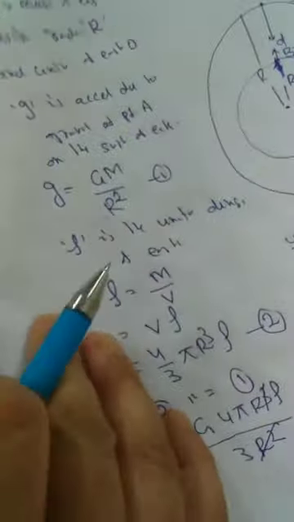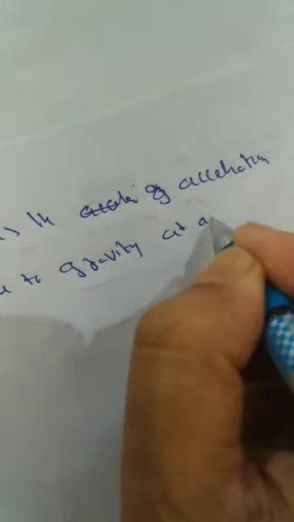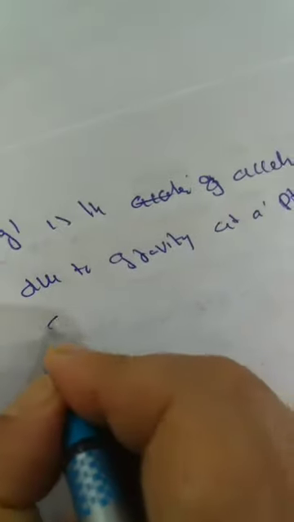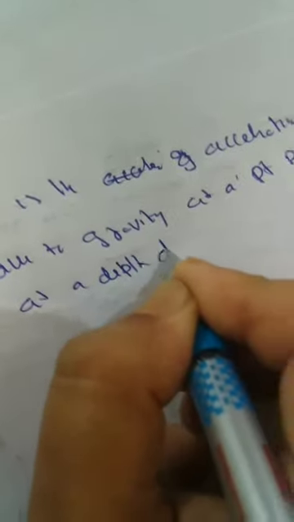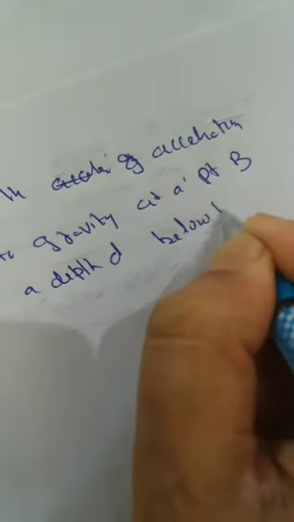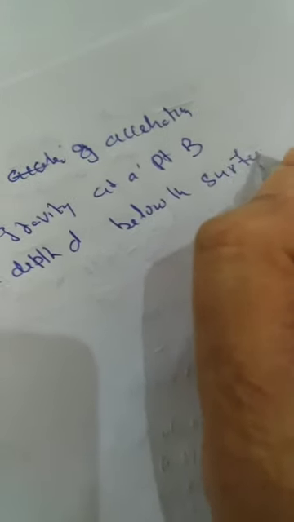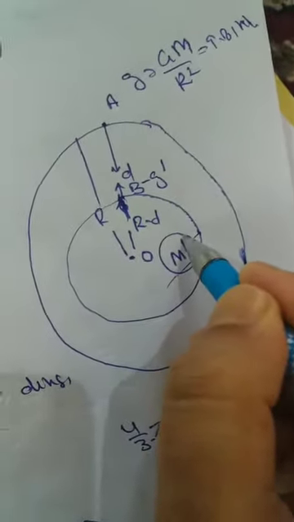That means we will take it here, if g dash is the acceleration due to gravity at a point B at a depth, how far down are we going, depth d below the surface, but here, look, M is the total mass and M dash is the mass of the smaller sphere.